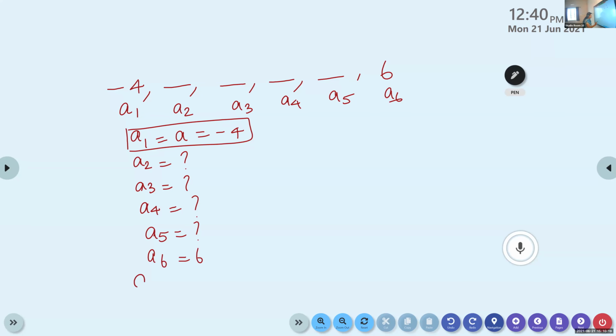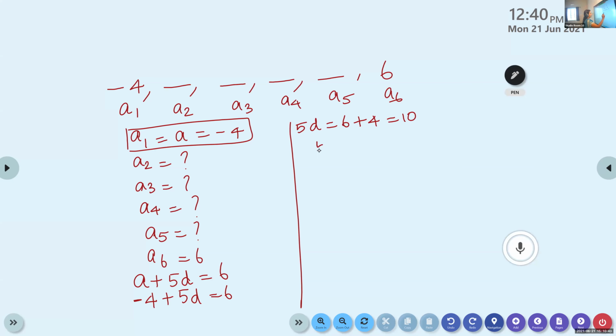A6 means A plus 5D is 6. A is given as minus 4. So minus 4 plus 5D is 6. So we can write 5D is equal to 6 plus 4, which is 10. Therefore, D is 10 by 5, which is 2. Now complete the sequence. Okay, children, I want to mark the attendance. Complete this one.